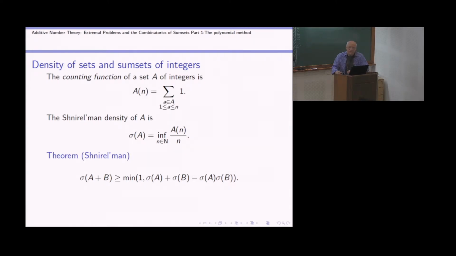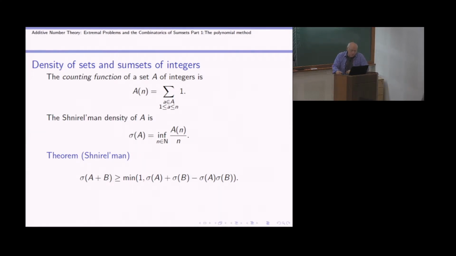Schnirelmann also was evidently the first person who could understand Brun's paper on the Brun sieve, and putting these things together, he got the first non-trivial result on the Goldbach conjecture. So this inequality of Schnirelmann for the Schnirelmann density of the sum of two sets: of course, the density can't be bigger than 1, but a lower bound is the density of A plus the density of B minus the product of the densities.